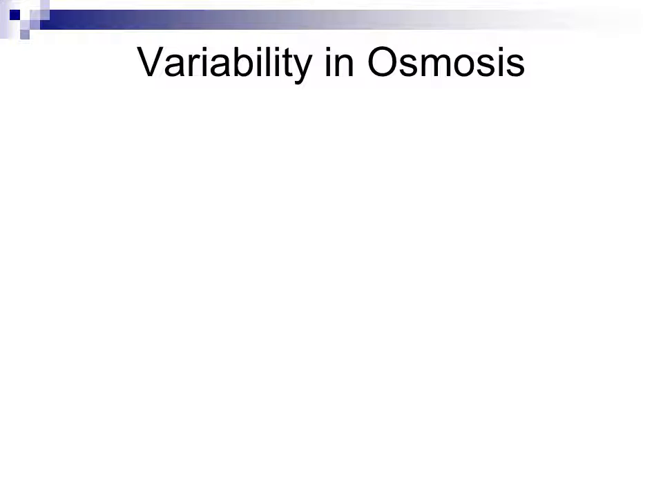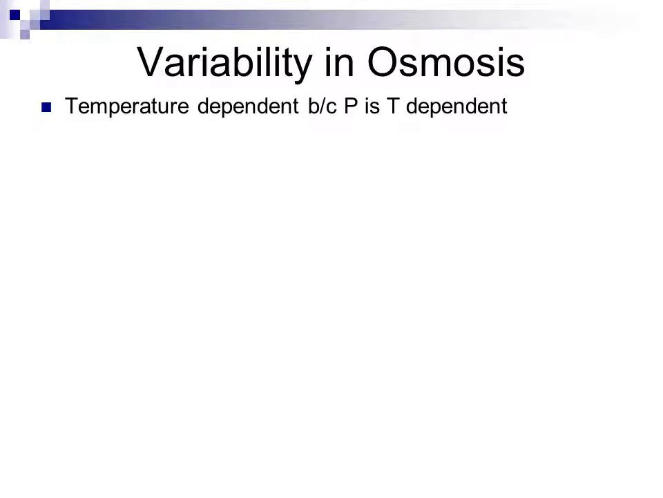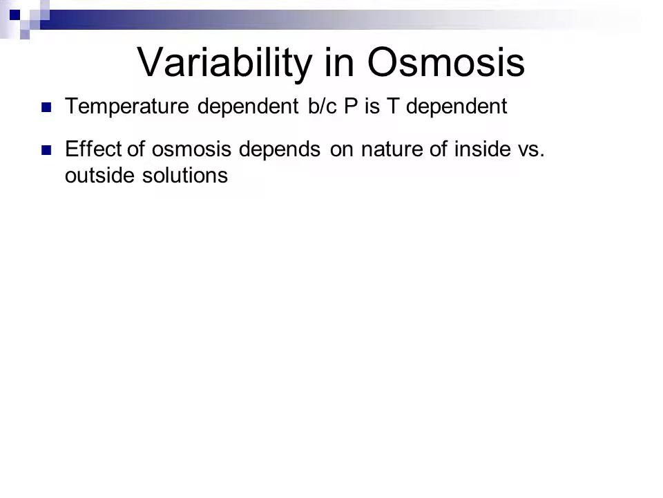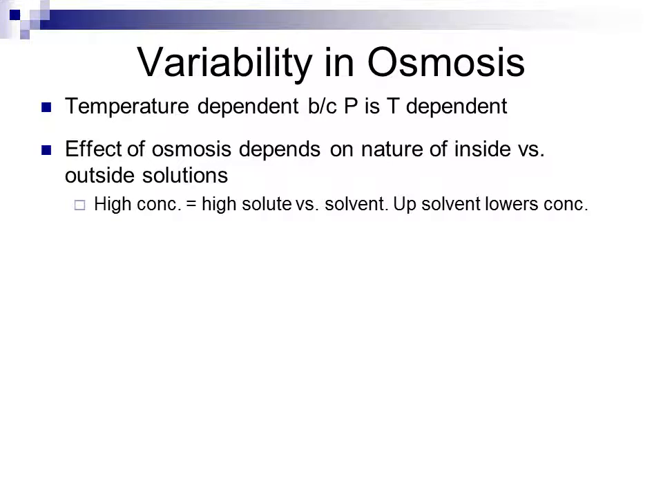Now osmosis varies depending upon a number of things. Temperature is very important to osmosis because pressure is temperature dependent. In addition, the effect of the osmosis itself depends on the nature of the solutions inside and outside of the membrane. If I have a high concentration, that will be the same as having a high solute versus solvent ratio. So as solvent begins to move across, the ratio of solute to solvent decreases, which lowers the concentration.